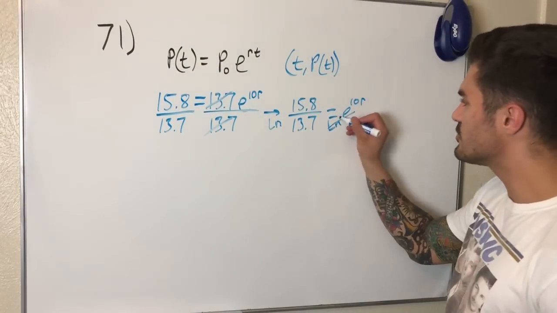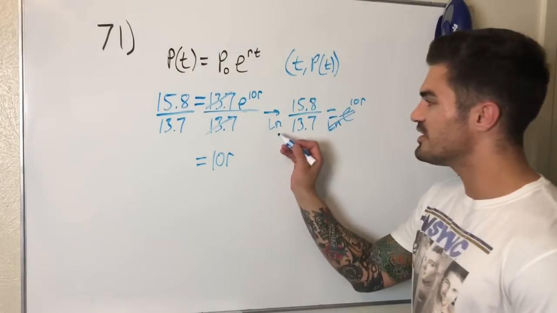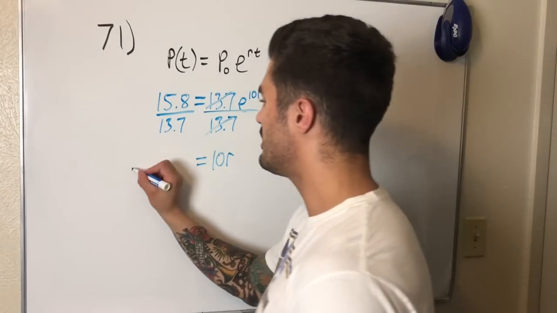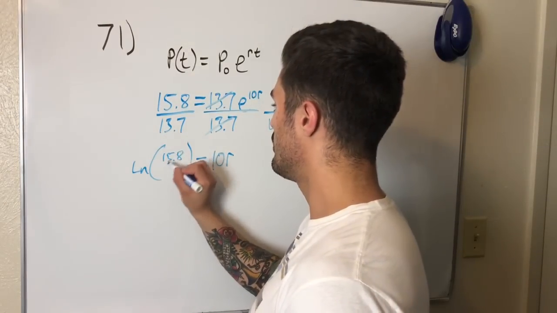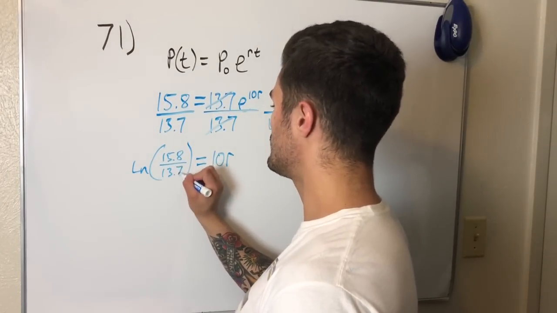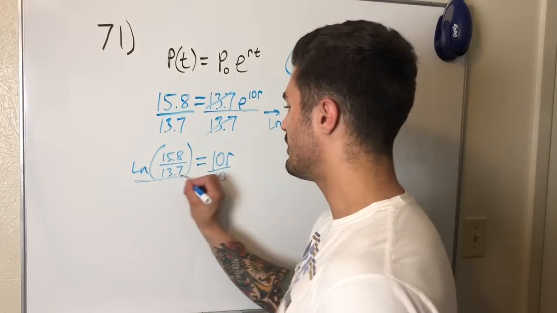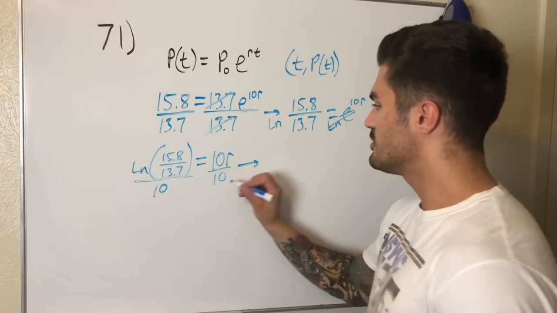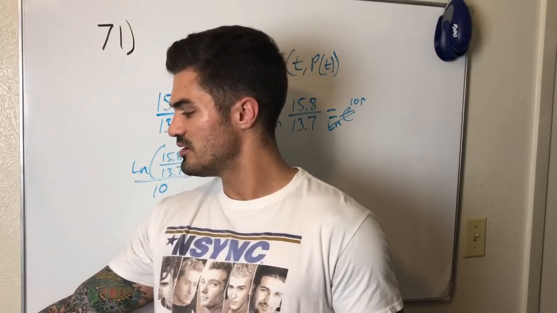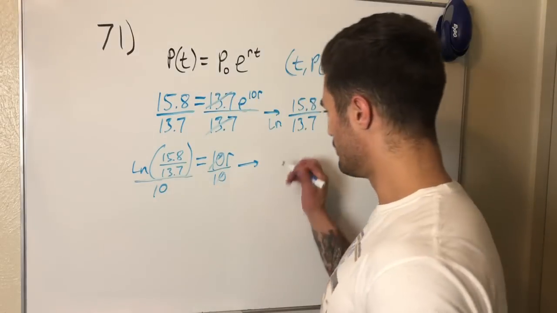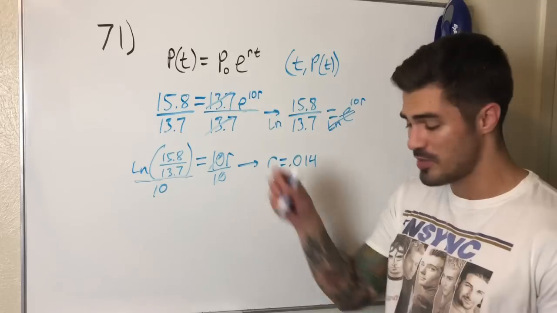So ln of both sides. Again, ln cancels with this E. They are inverses. So I'm left with 10R on the right-hand side. And on the left-hand side, I have ln of this whole thing, ln of 15.8 over 13.7. Now what can I do? Divide both sides by 10. And then I'm solving for my r from here. I just got to punch in a calculator. So these 10s cancel. If I punch this in a calculator, I should get 0.014. R equals 0.014.